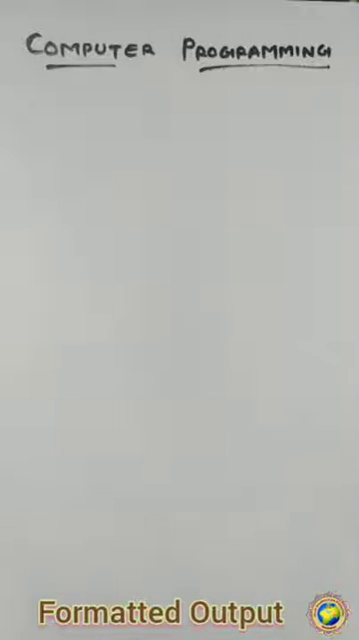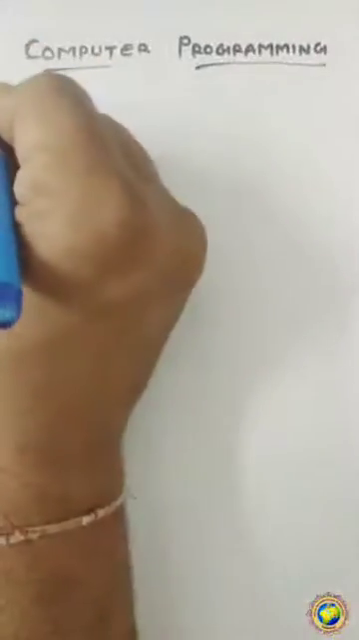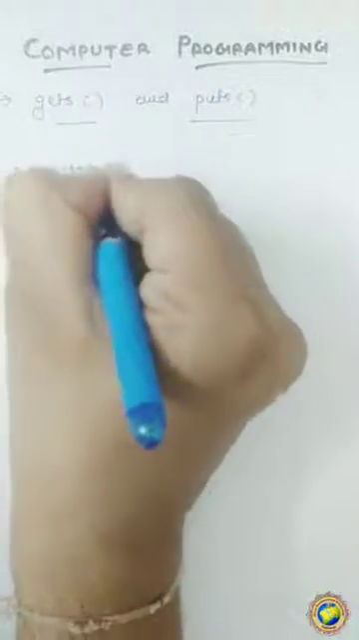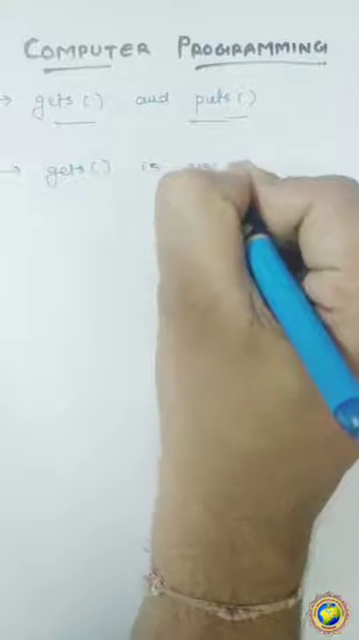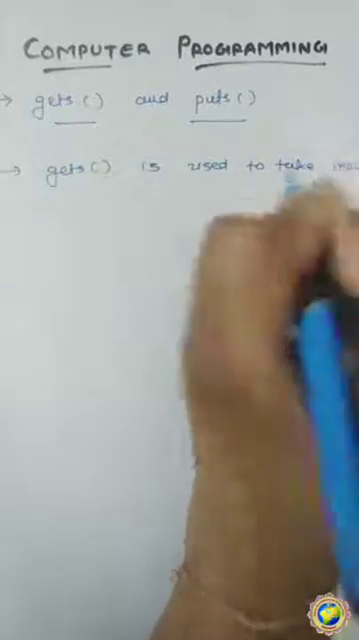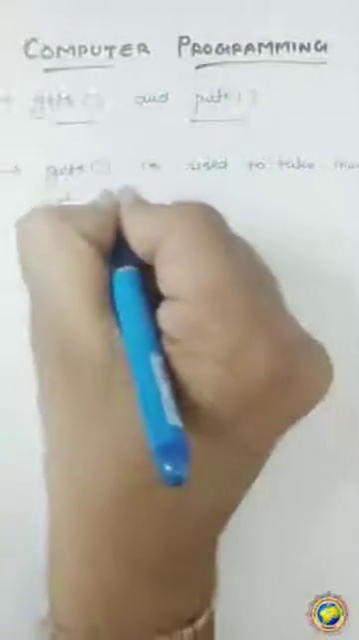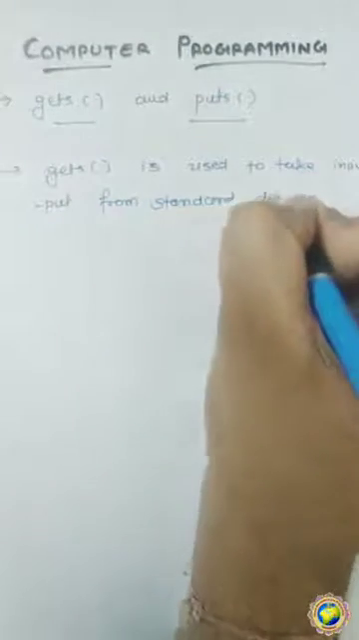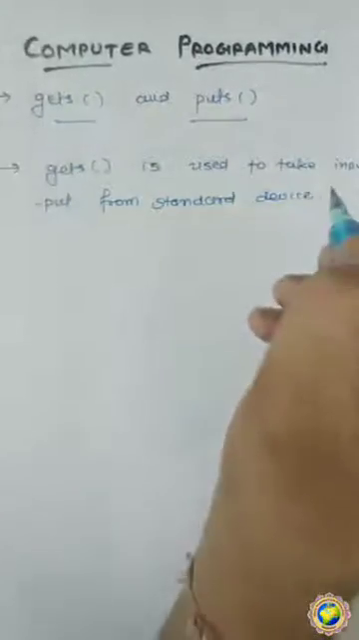Okay. So in a previous lecture we learned about the gets and puts. Okay. So we know that gets is used to take input from the standard input device, okay, just like a keyboard.